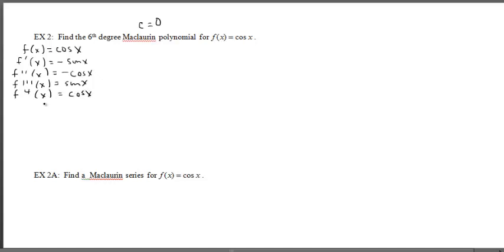And with the 4th derivative, we're back to where we started with the original function. So over here in this column I'm going to find the functional values and the derivative values. I'll find the functional value at 0, at the center, and all the derivatives at the center. All right, so f of 0, cosine of 0, is 1.